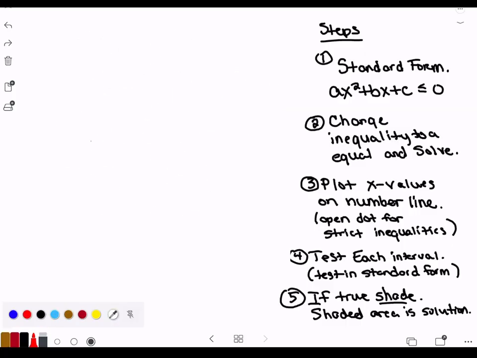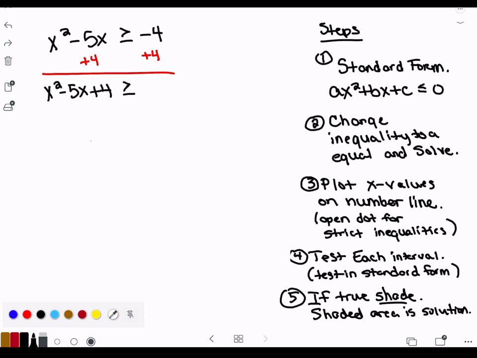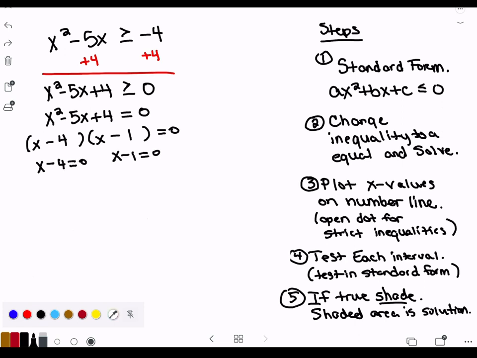So erase, erase, erase, and let's try another example. Same steps. I'm going to keep the steps over here. Just write another example: x squared minus 5x is greater than or equal to negative 4. Standard form is what I need, so I'm going to move the 4 over to put it in standard form. So I got my standard form, right? Everything is on one side, 0 on the other side. Now I replace my inequality with the equal sign, and I need to factor. So I go through and I factor.